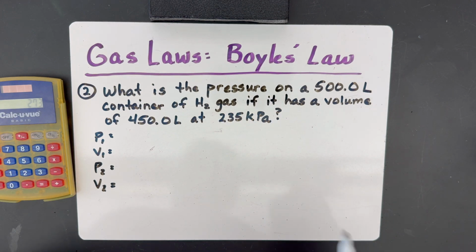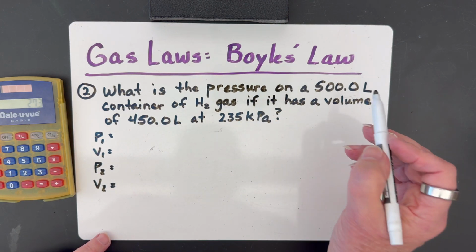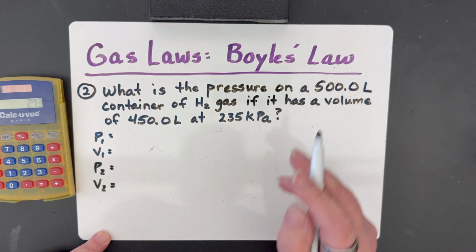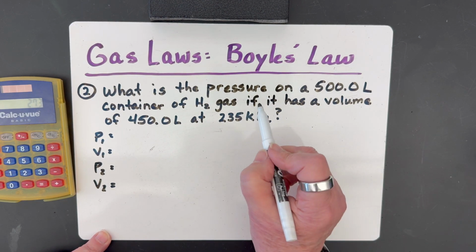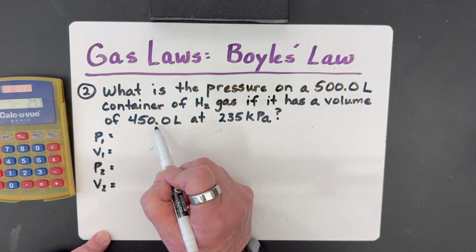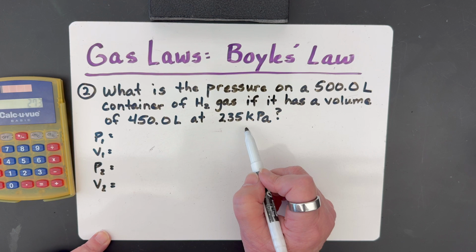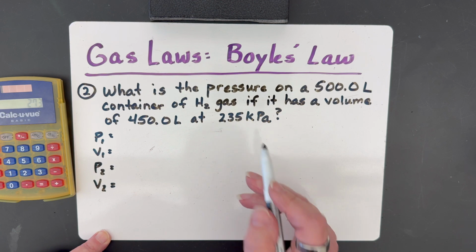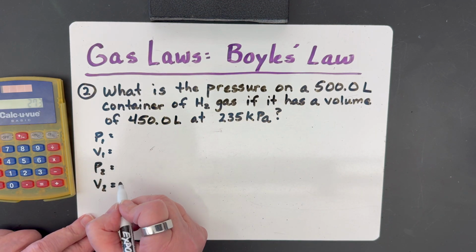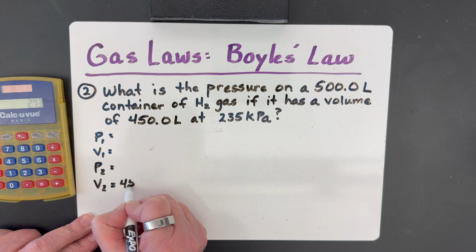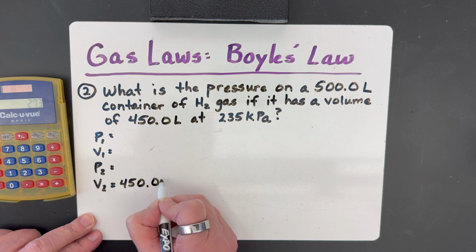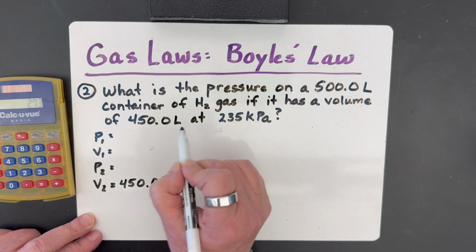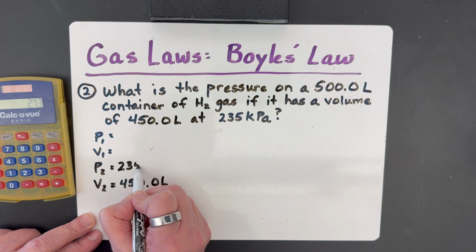So it's asking the pressure on a 500-liter container. So this pressure and this 500 liters go together. If it has a volume of this 450 liters at 235 kPa, so this goes with this one. So our 450 liters goes, so if I pick that as 2, then my pressure 2 is what goes with it, so 235 kPa.